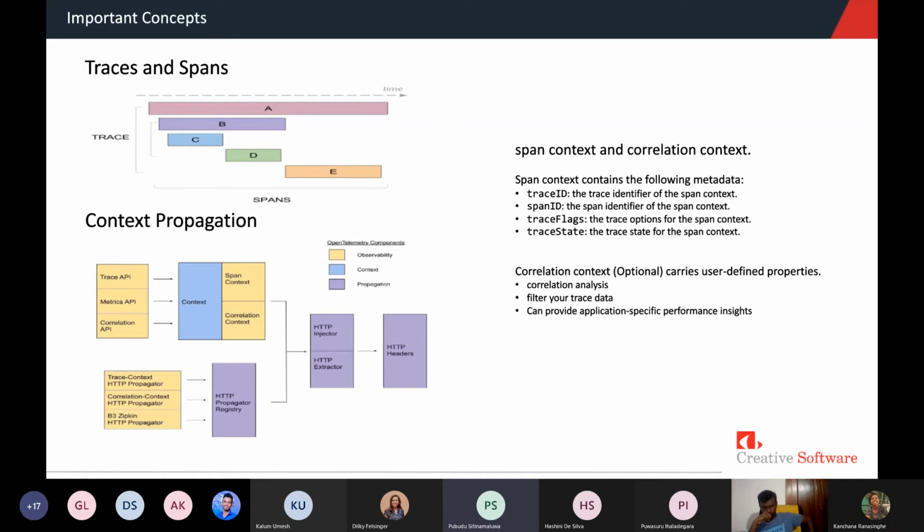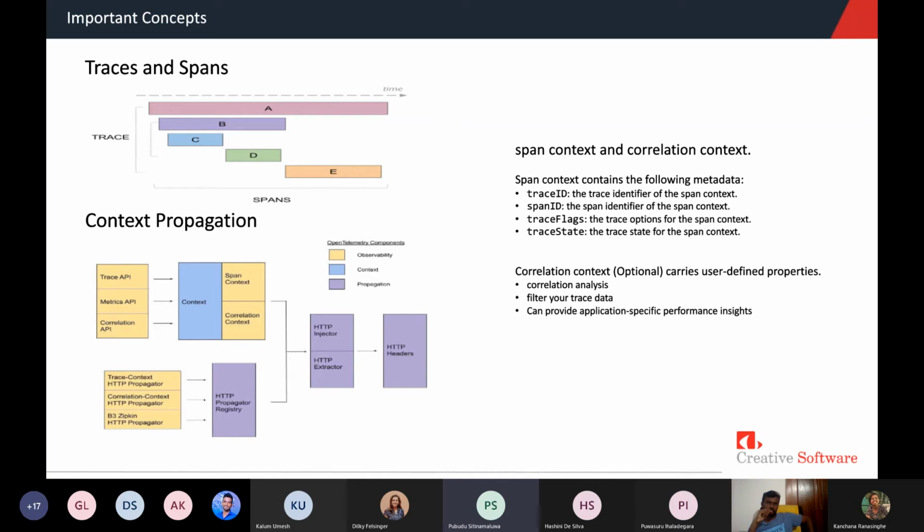So these boxes A, B, C, D, E represent a set of spans. These could be a set of functions that are plotted against time. As you can see, function A has taken the longest time to complete. Likewise, it shows you the respective time span of the functionality over the trace. So a trace is the collection of these spans.